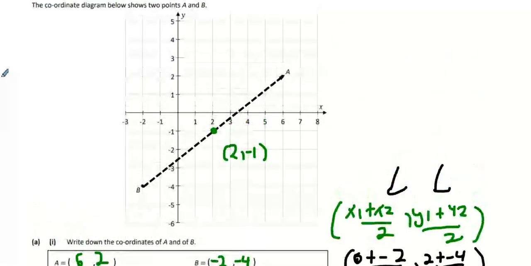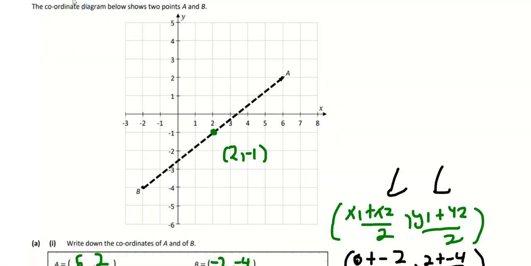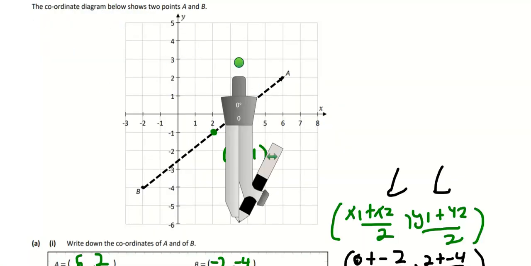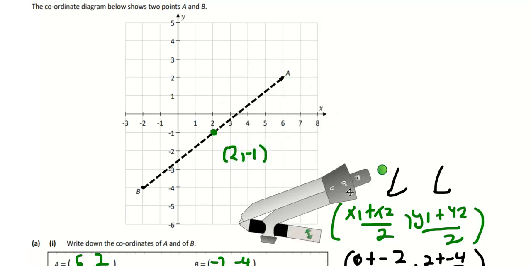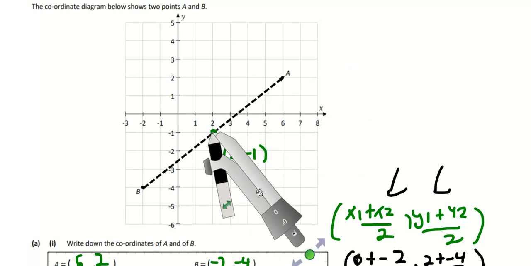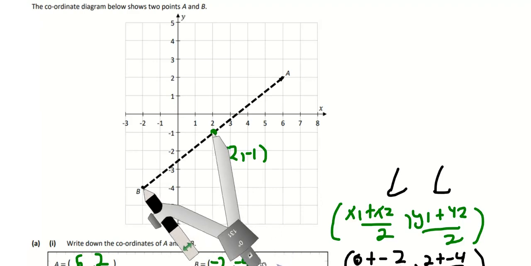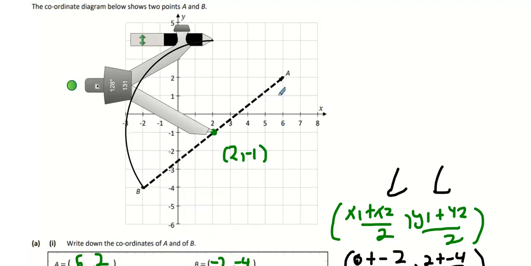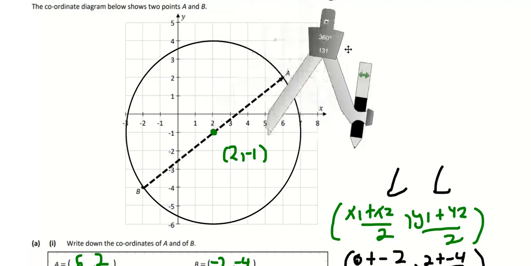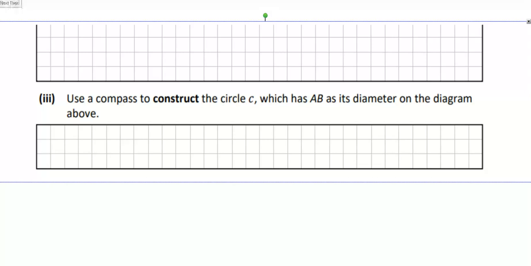Now, let's go this way. Use a compass to construct a circle C, which has AB as a diameter. No bother, because we know we have the midpoint now. Okay, so we know we have the midpoint, which is this part here. And then we can just go all the way across, like so, until it matches up. That's pretty good. And here is our circle. Right, that was pretty handy. Take the marks for that all day long.